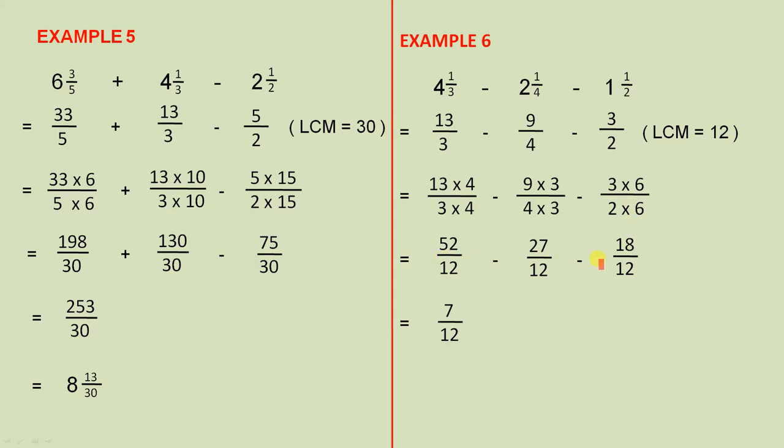When we simplify those three there, that gives us 7 over 12. And that's the answer.